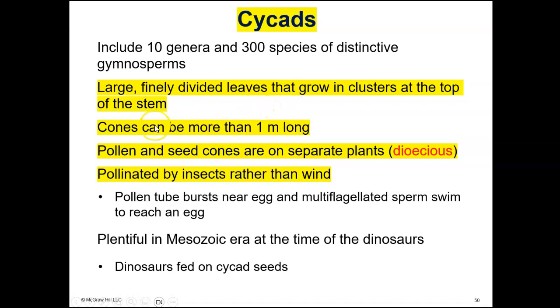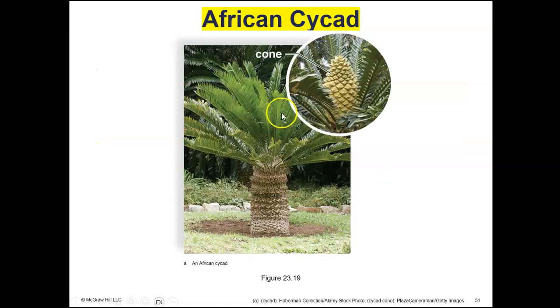Cycads have cones that can be more than 1 meter long, and they are dioecious rather than monoecious. Their pollen cones are on one plant, and their seed cones are on a separate plant. And they're pollinated by insects rather than wind. This is a picture of an African cycad, and you can see the large cone.